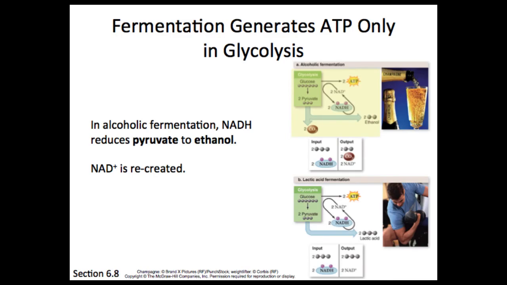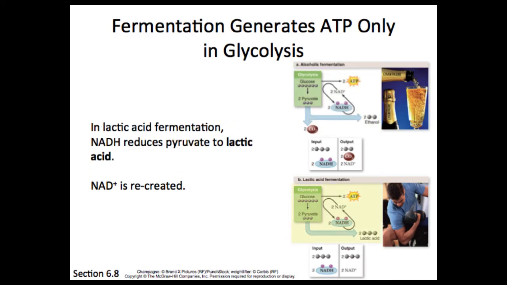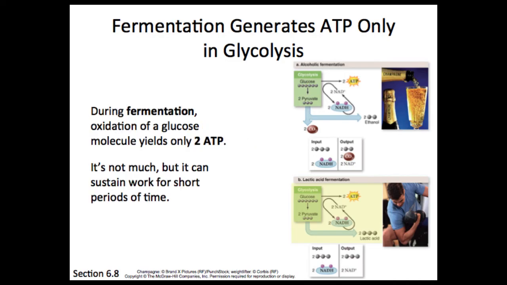In alcoholic fermentation, NADH reduces pyruvate into ethanol. So ethanol is that waste product, and NAD+ is therefore recreated. In lactic acid fermentation, which occurs in our muscles, NADH reduces the pyruvate to lactic acid. That lactic acid builds up in your muscles and can cause you to feel sore. NAD+, however, is recreated, so it allows us to make just a little bit of ATP.